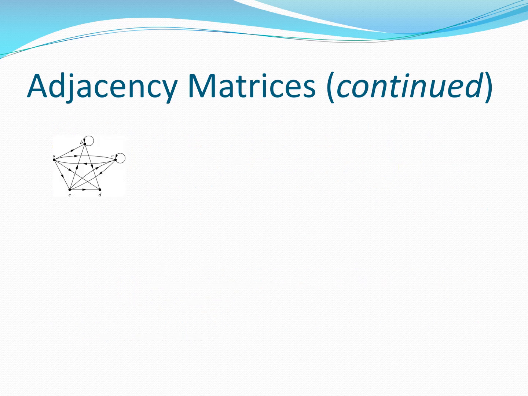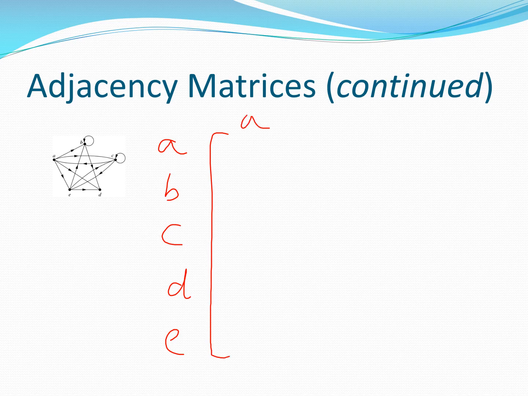Okay, so let's take the same example graph that we used for the adjacency list and try to draw an adjacency matrix for this directed multigraph. How many vertices are there in here? There are 5 vertices, so you're going to have a 5 by 5 matrix. You have A, B, C, D, and E, 5 rows. Then you have A, B, C, D, and E, 5 columns.